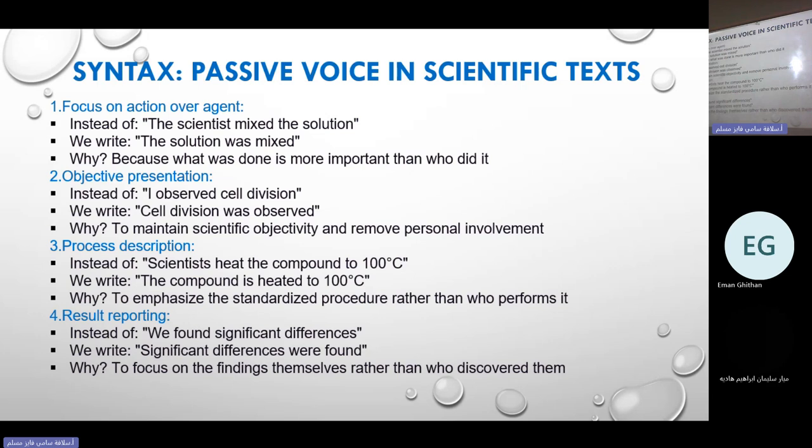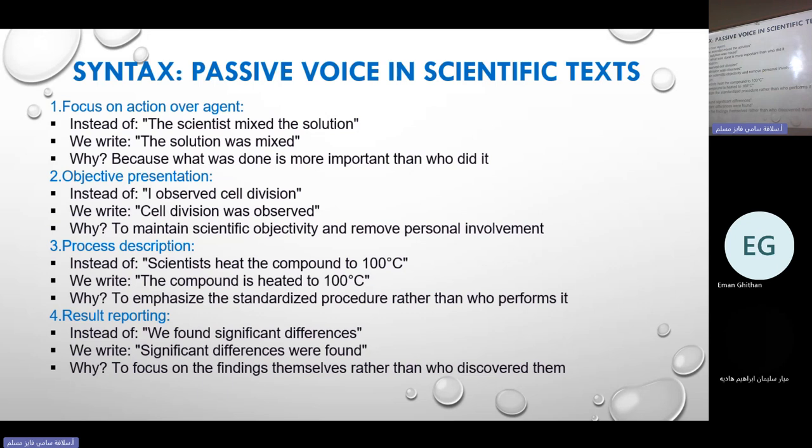The process description. Come on, Nagham. Instead of heat to 100 Celsius, we write the compound is heated to 100 Celsius. Why? To emphasize the standardized procedure rather than who performed it. Result reporting. That's why we use passive, because we care about the results.